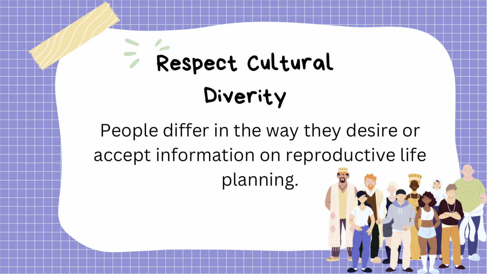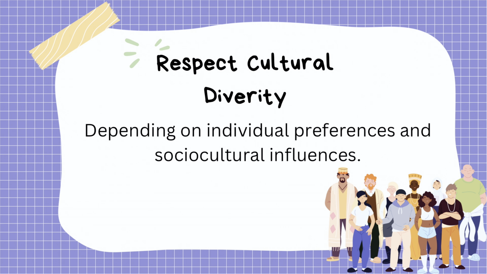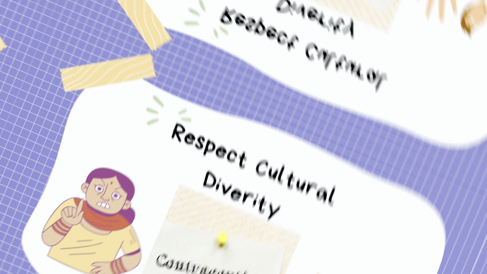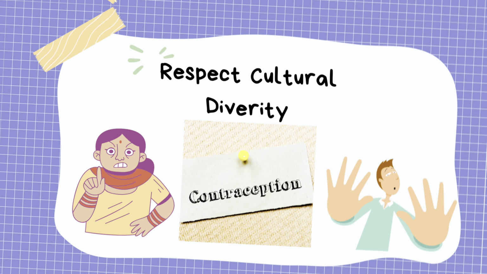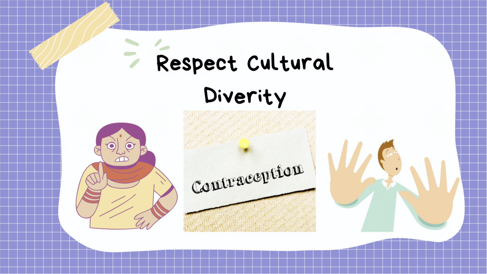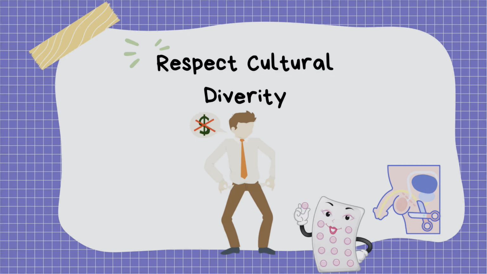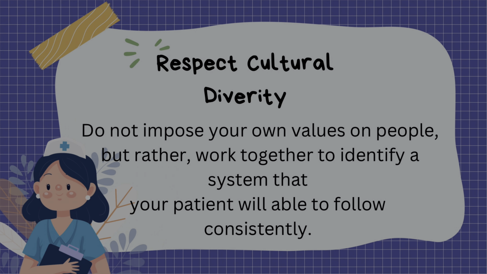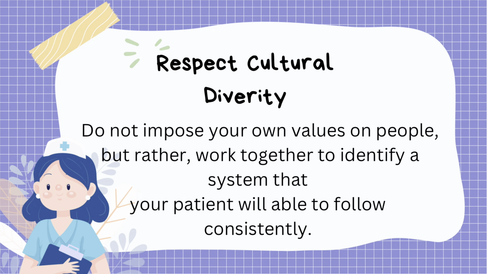People differ greatly in the way they desire or accept information on reproductive life planning, depending on individual preferences and socio-cultural influences. For example, certain religions do not believe a method beyond abstinence or fertility awareness is right to use. People with lower incomes cannot afford surgical procedures or methods such as daily combination pills. Be certain while counseling in this area that you do not impose your own values on people, but rather work together to identify a system that your patient will be able to follow consistently.